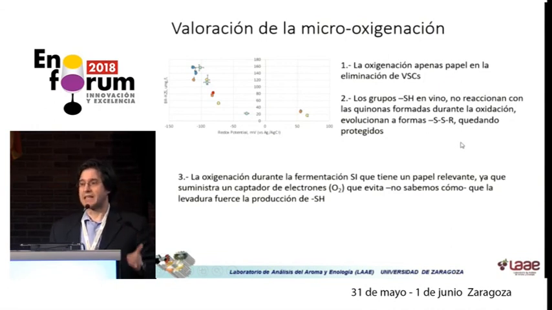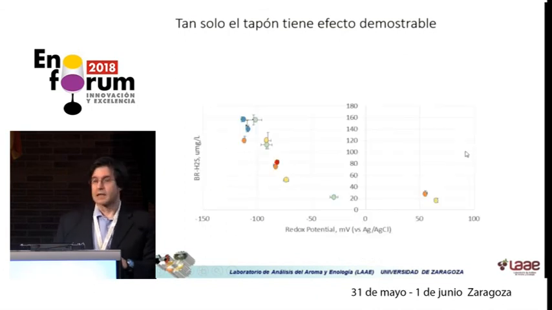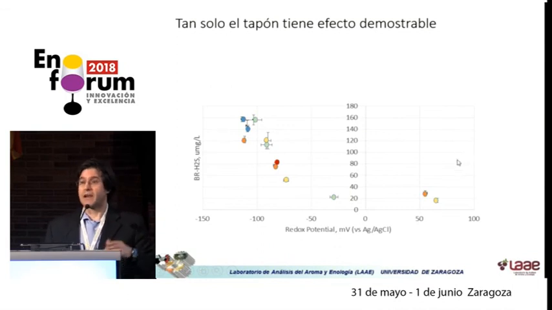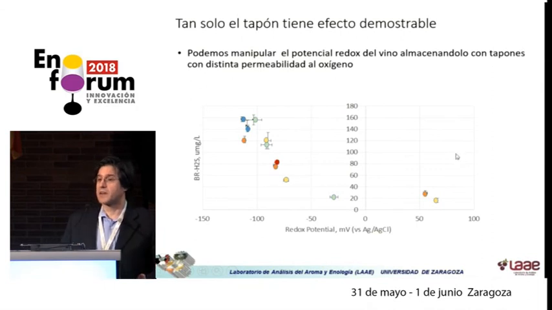You have to remember that during fermentation, oxygenation does have a key role because it gives electron capture that prevents the yeast from being forced to produce hydrogen sulfide. We don't know how, but this is what happens. As a result, only the cork has a provable effect.